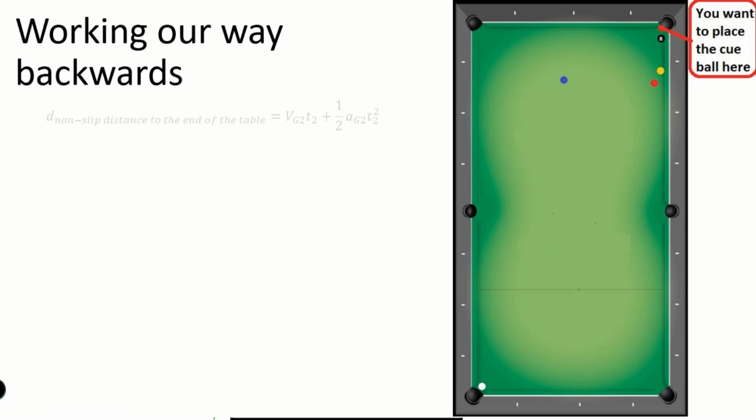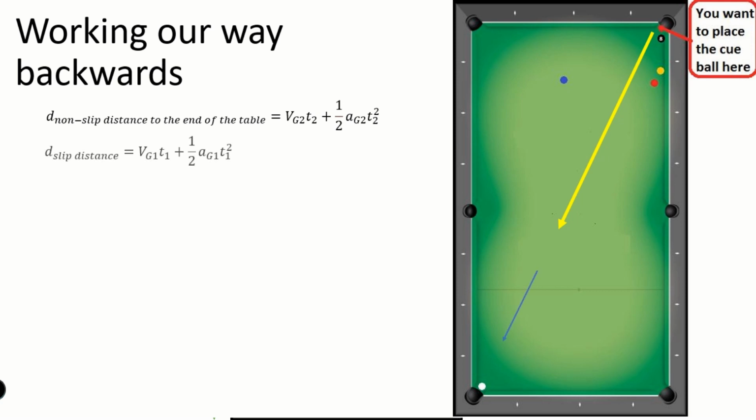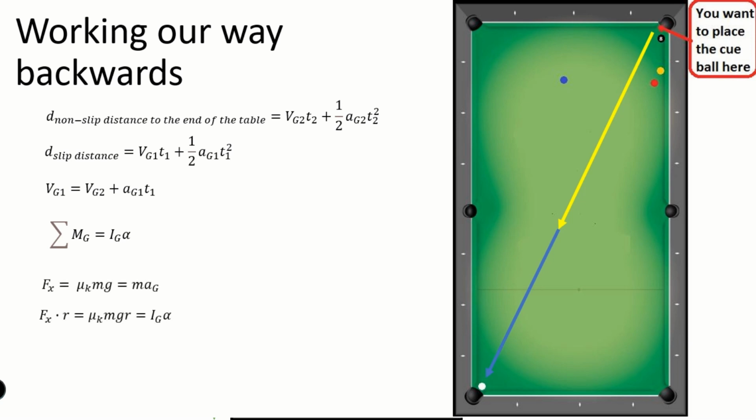So working our way backwards, we can look at the distance for the non-slip distance to the end of the table. Also the first part during the slipping will look the same, the d-slip distance. Also look for v sub g2 from v sub g1. We use the velocity equation since this section deals with angular velocity and acceleration. We need to incorporate that into our solution so we can look at the moments of the ball from moments of inertia. And we also know that the force in the x direction is opposed by the frictional force due to kinetic friction.